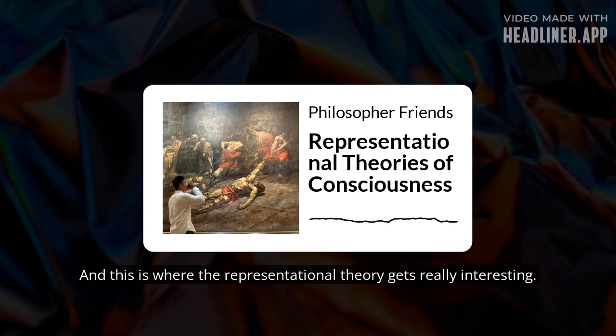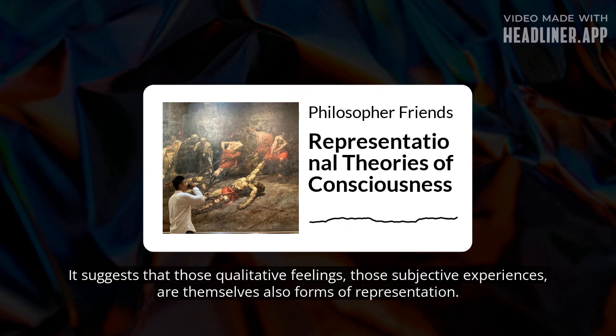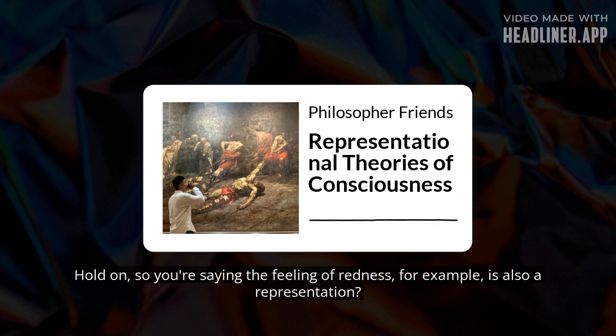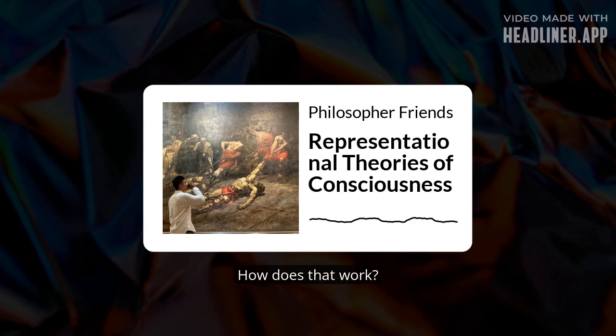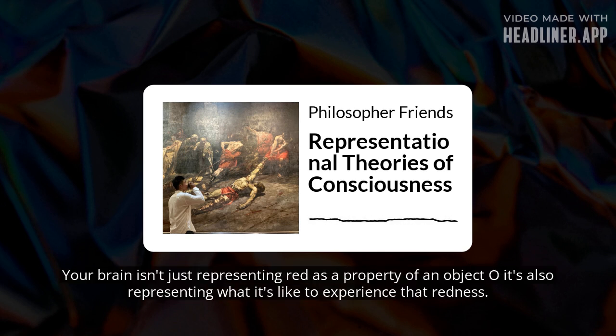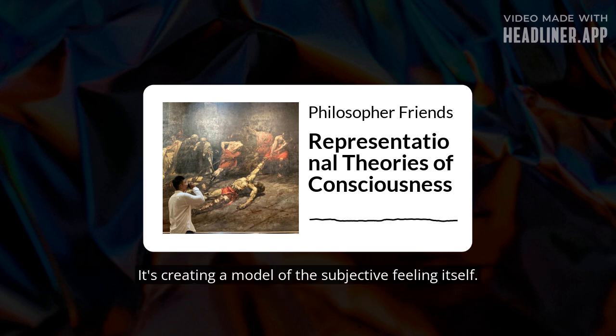Absolutely. And this is where the representational theory gets really interesting. It suggests that those qualitative feelings, those subjective experiences, are themselves also forms of representation. Hold on. So you're saying the feeling of redness, for example, is also a representation? How does that work? Think of it this way. Your brain isn't just representing red as a property of an object. It's also representing what it's like to experience that redness. It's creating a model of the subjective feeling itself.